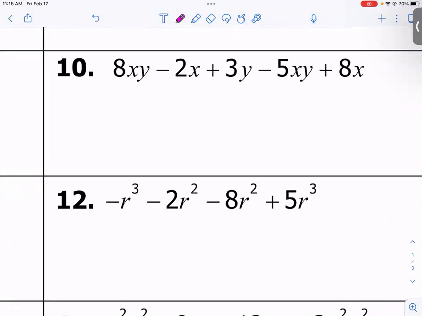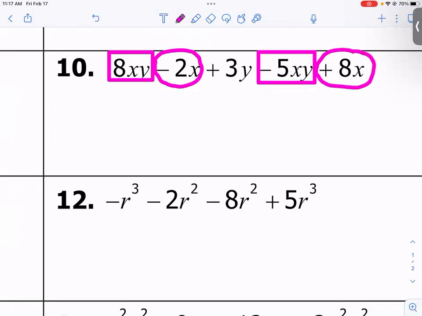So let's go ahead and start circling and boxing. So I'm gonna put a box over 8xy. What else could I put a box around? So this minus 5xy, okay? Is there any other ones with xy? No. All right, I see a term with x, so this minus 2x, I'm gonna put a circle around, and this plus 8x, I'm gonna put a circle around.